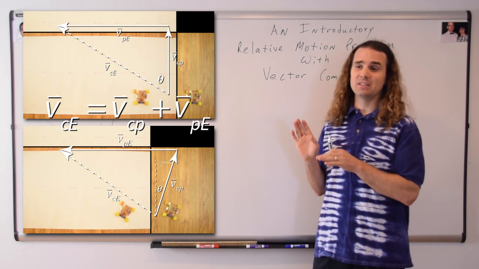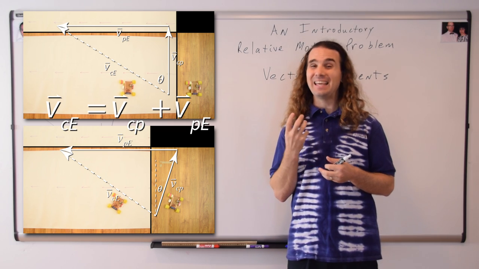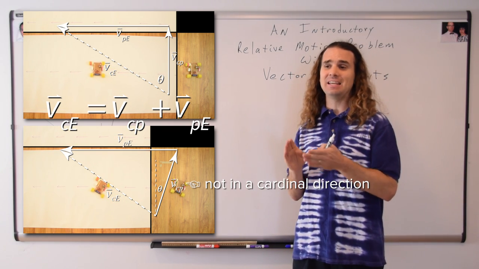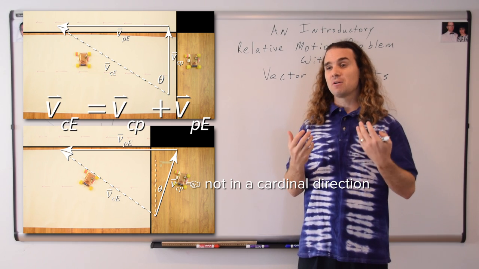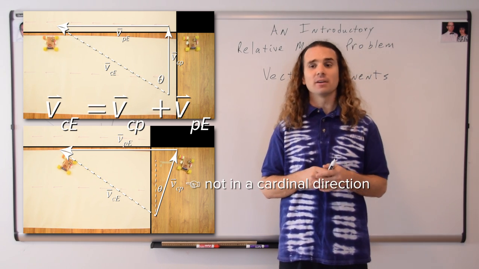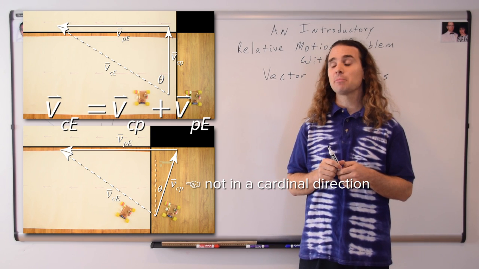I know the relative motion vector addition equation is identical. However, because one of the vectors is not in a cardinal direction, it makes the math more complicated. Okay. That makes sense, thanks. Good. Bo, could you please begin solving the problem?